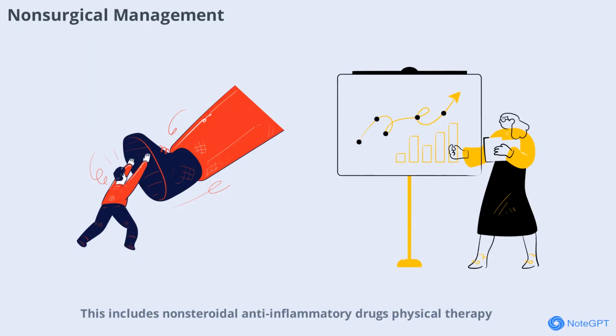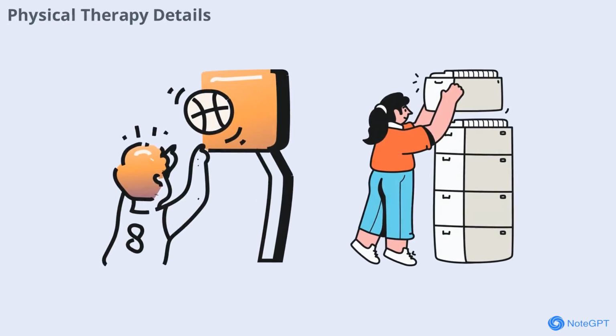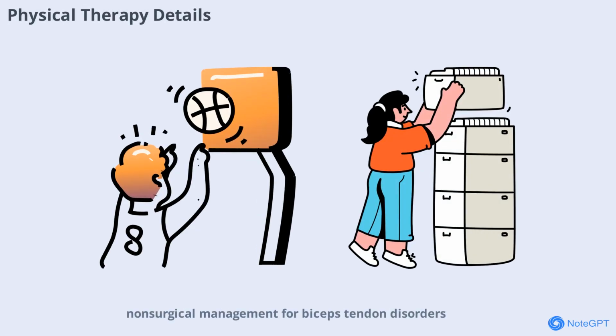This includes non-steroidal anti-inflammatory drugs, physical therapy, activity modification, and ultrasound-guided corticosteroid injections. Physical therapy aims to improve shoulder strength and function, while injections provide short-term pain relief. Other modalities like iontophoresis, shockwave therapy, and regenerative injections are sometimes used, though evidence for their effectiveness is mixed. Most patients respond well to these measures, delaying or avoiding surgery. Physical therapy is a cornerstone of non-surgical management for biceps tendon disorders.